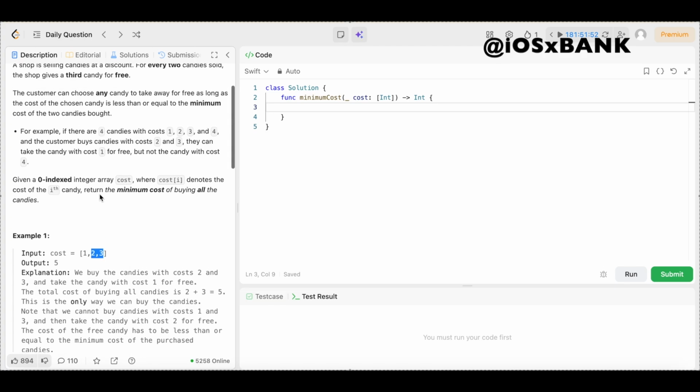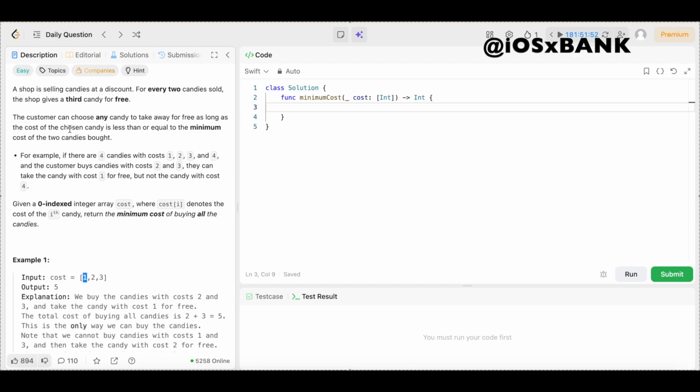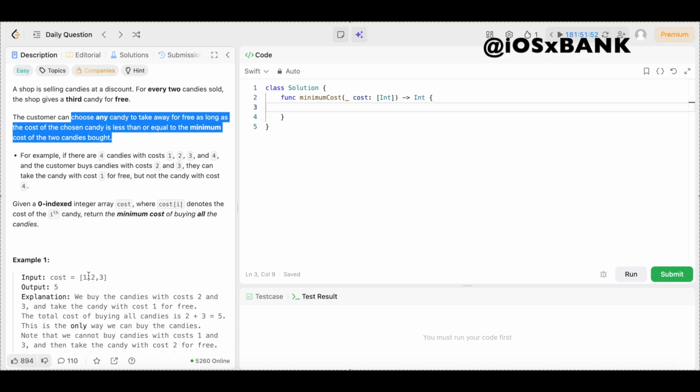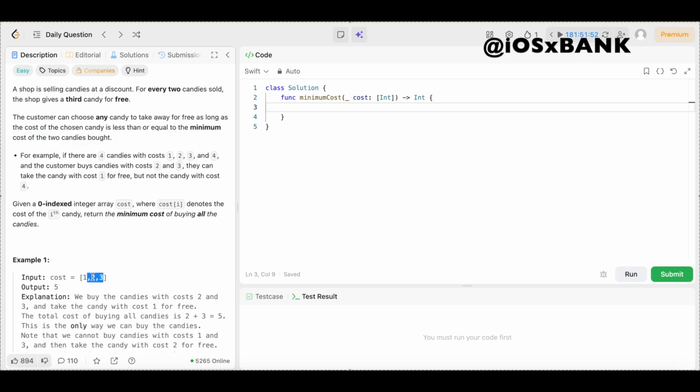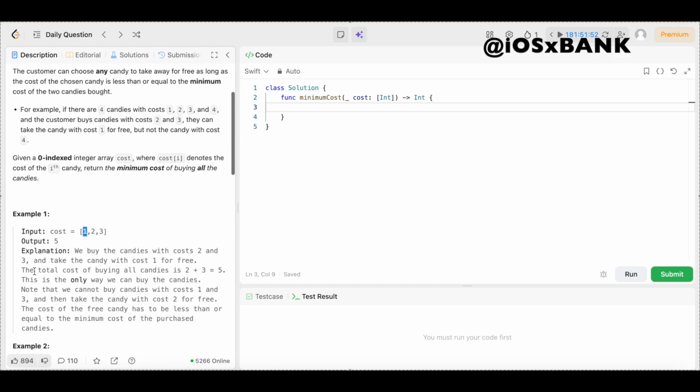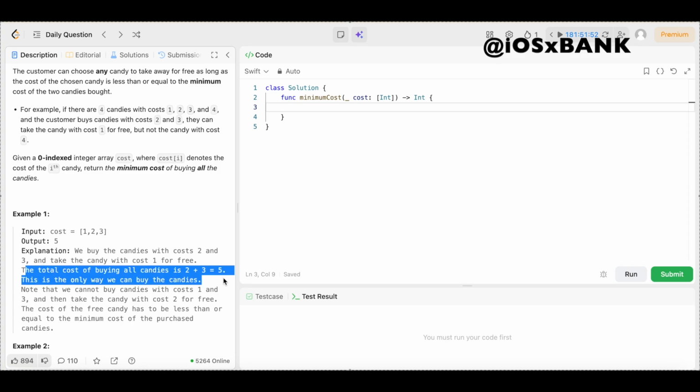And then we could take this candy for free because it says we could choose any candy to take away for free as long as the cost of the chosen candy is less than or equal to the minimum cost of the 2 candies. So in this case, the minimum cost of these 2 candies is 2. Since 1 is less than 2, which is the minimum of these 2, we could get this candy for free, right? It says the total cost of all candies is 2 plus 3 equals 5. This is the only way we can buy the candies.